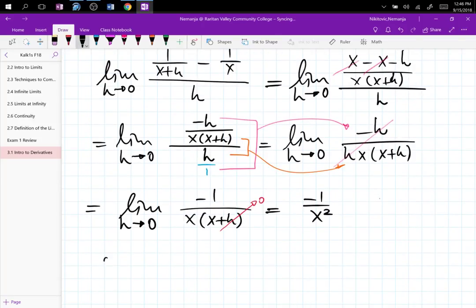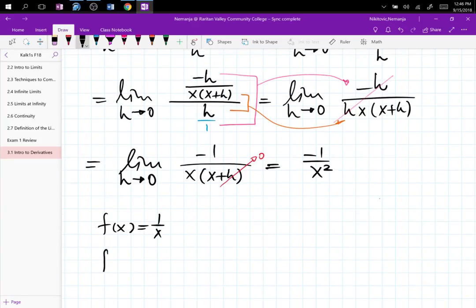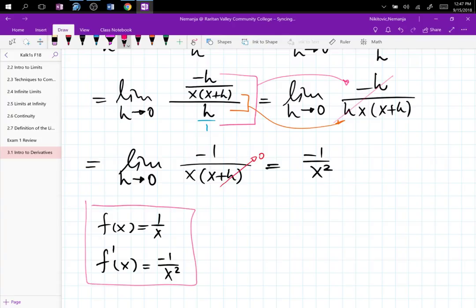So we say f of x equals 1 over x. F prime of x is negative 1 over x squared. The derivative is negative 1 over x squared. This is your answer. For the function input 1 over x, your derivative is negative 1 over x squared. And we used 2.3 to compute that.